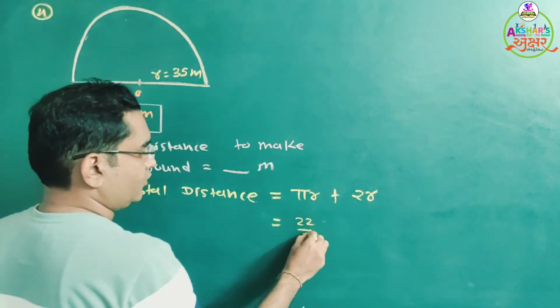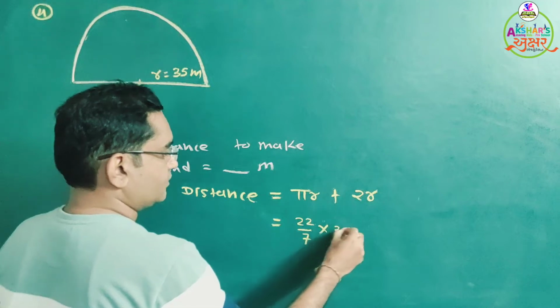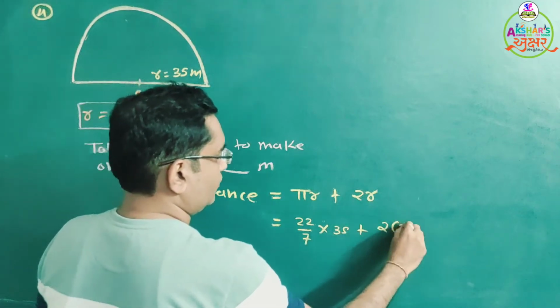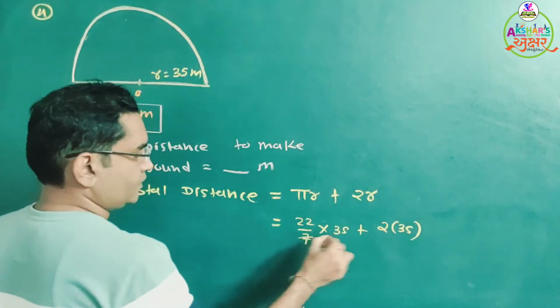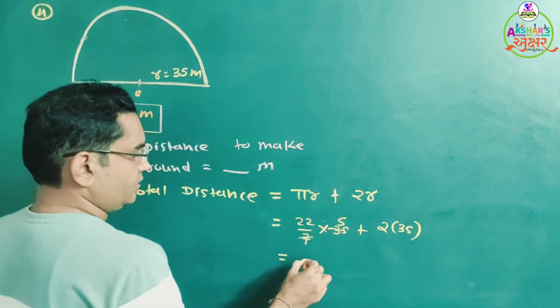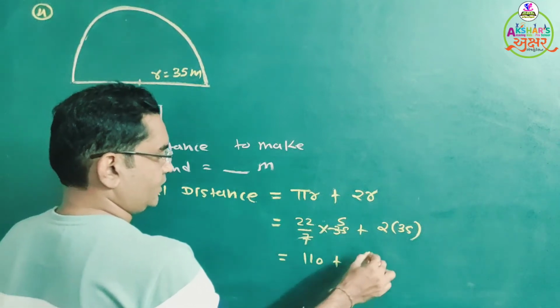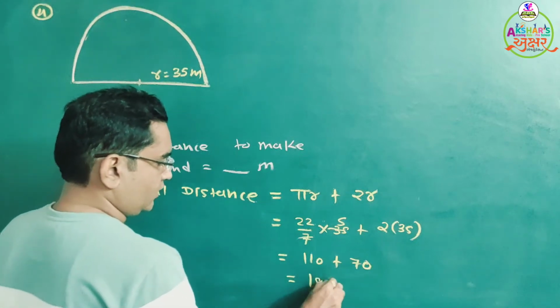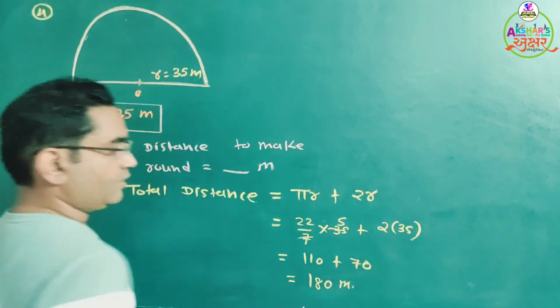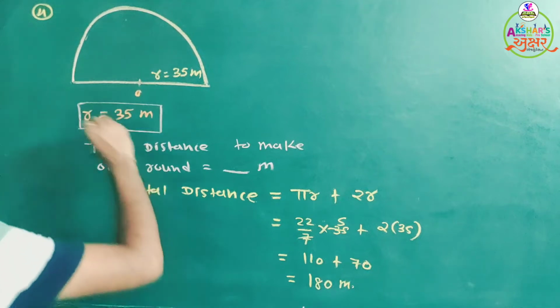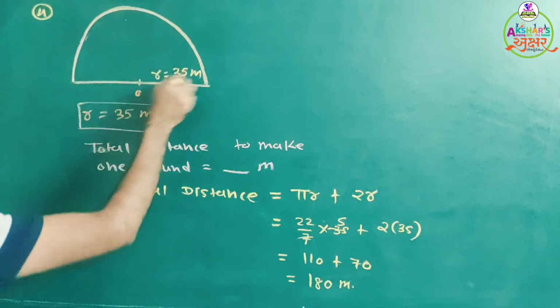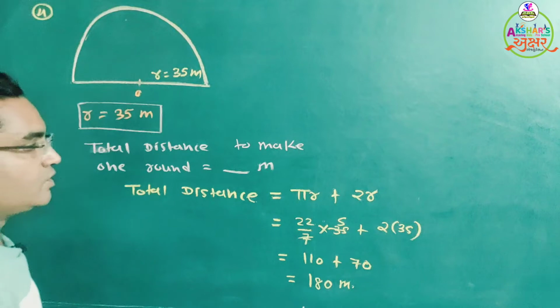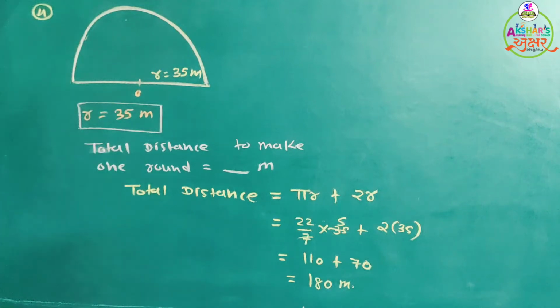Pi is 22 by 7, r is 35, plus 2 into 35. 7 5s are 35, so it's 110 plus 70, so the person has to walk 180 meter to make one complete round around this semicircular garden. Clear friends? So now again it's your time to pause this video and note it down.